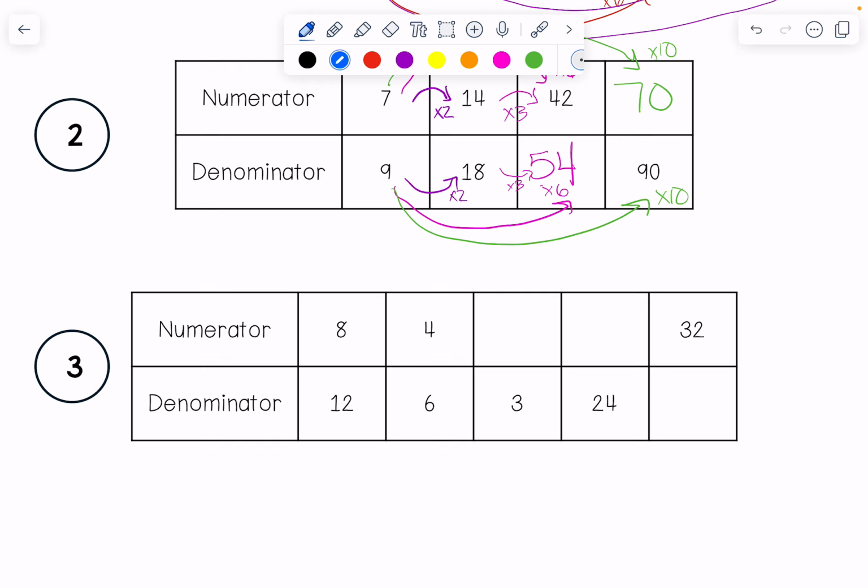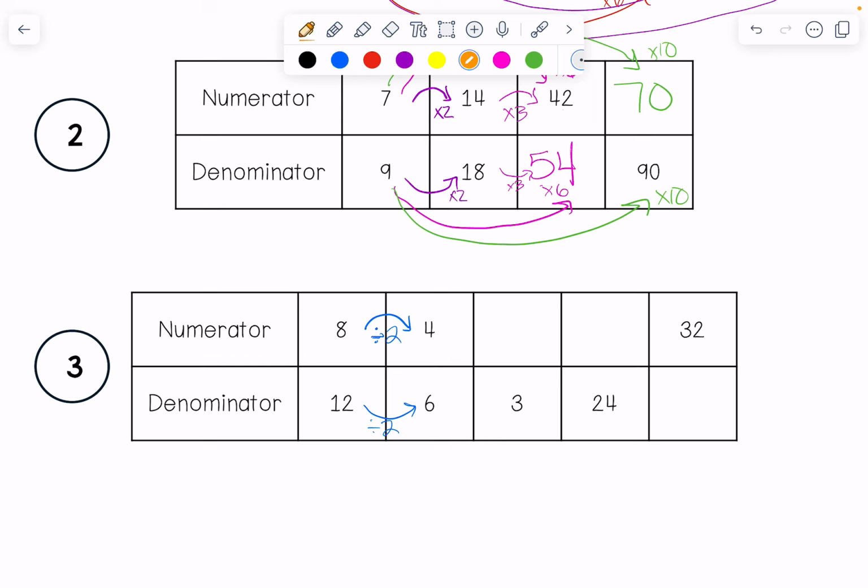So if I look here, going from 8/12 to 4/6, I scaled down by a factor of 2. If I'm scaling down, that means I divided by 2. So 8 divided by 2 gave me 4, and 12 divided by 2 gives me 6. Now if I'm missing my numerator, but I know the denominator is 3, we could use any of these equivalent fractions to help us. We could use the 8/12 or the 4/6.